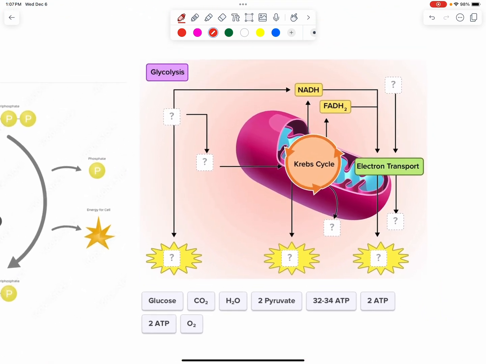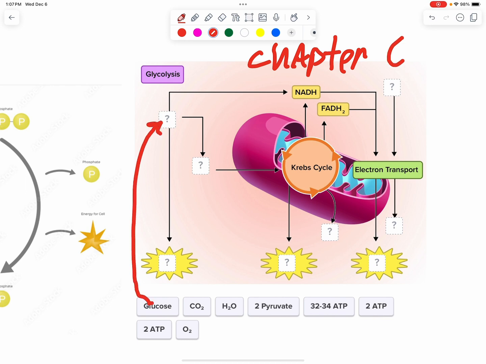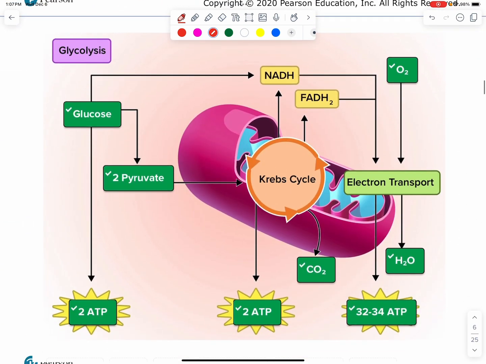This diagram that you see here with all the question marks comes from chapter 6, and there are interactive diagrams where you're going to move these into the right place. So that was chapter 6. Check it out. I think it's like page 3. And then it is going to make pyruvate, and this is going to be 2 ATP right there. So I could finish writing that, but if you go to the next page, it's got the answers.